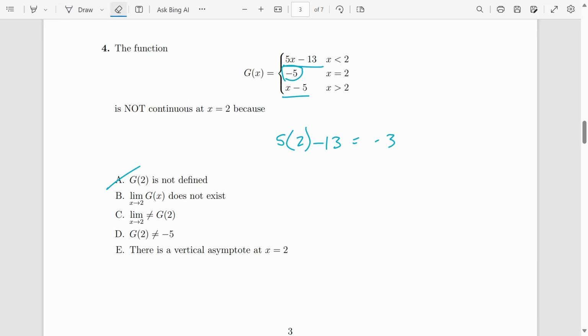Uh-oh, that's a problem. This -3 is different than -5, so I think this is going to be our right answer, but let's verify it. If we plug in 2 for the second one, we get 2 minus 5 equals -3 as well. Okay, so that's probably our culprit there. Both the first and the third definitions of g of x approach -3 when x equals 2, but the middle definition, when x equals 2, equals -5 instead.